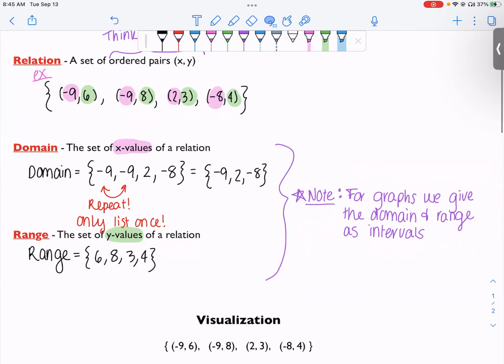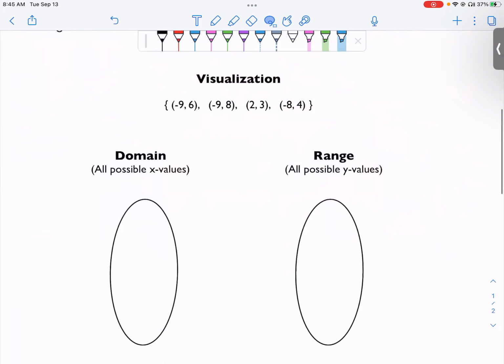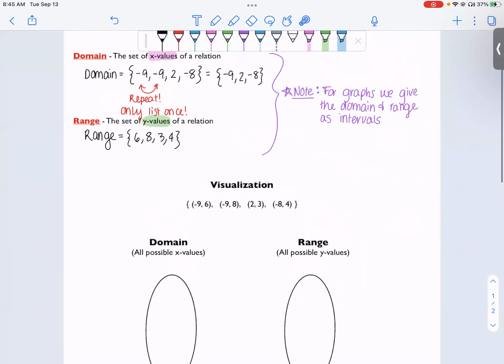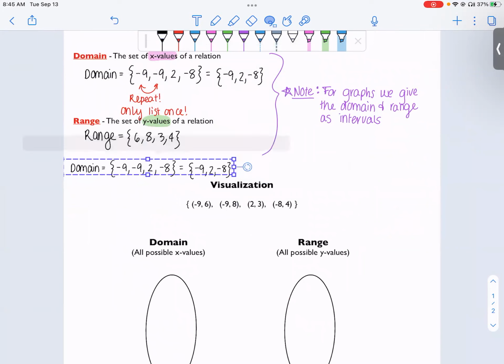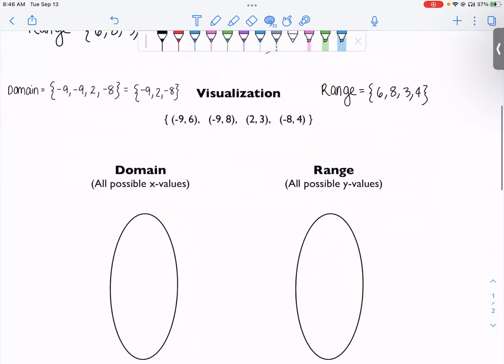Move that down. So just a quick visualization of that example. This is the same example from above. We had said that the domain had the values -9, 2, and -8, and that the range had values 6, 8, 3, and 4.